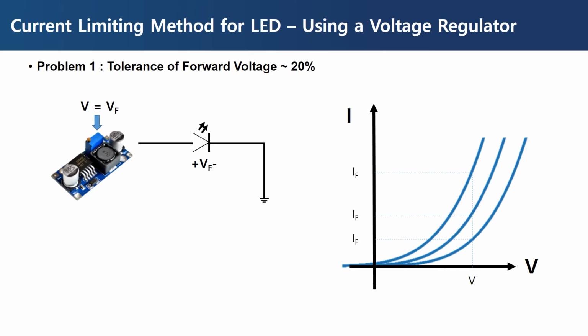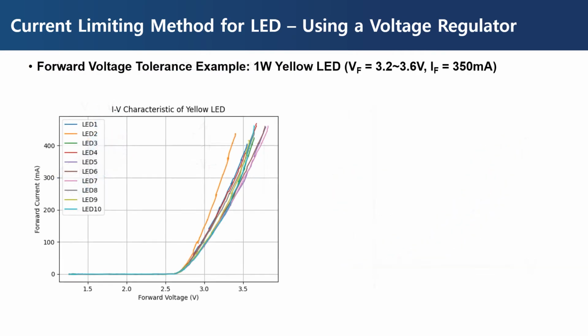First is the forward voltage tolerance of the LED, which is generally known to have a tolerance of 20%. Therefore, even when the voltage of the regulator is kept constant at a value of V, the forward current will be different due to the tolerance of each LED. If the forward current is low, corresponding to the rightmost IV curve in the graph, the brightness will be low. And if the forward current is high, the brightness of the LED is high, but also has a possibility to be damaged. This is an example of the tolerance of an LED.